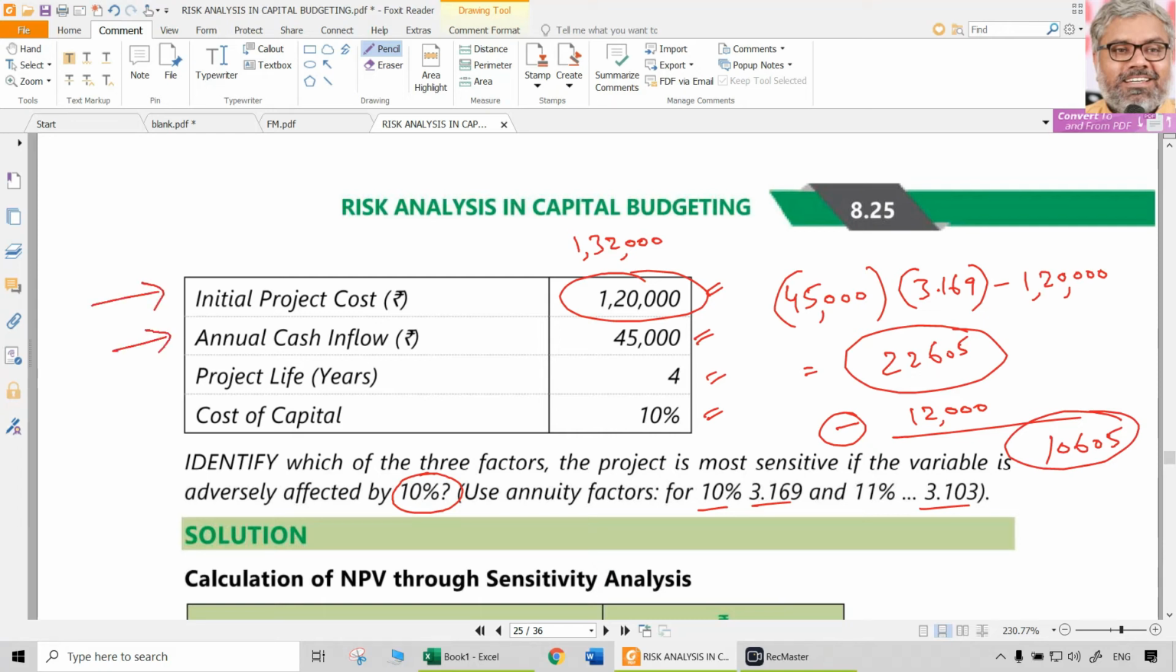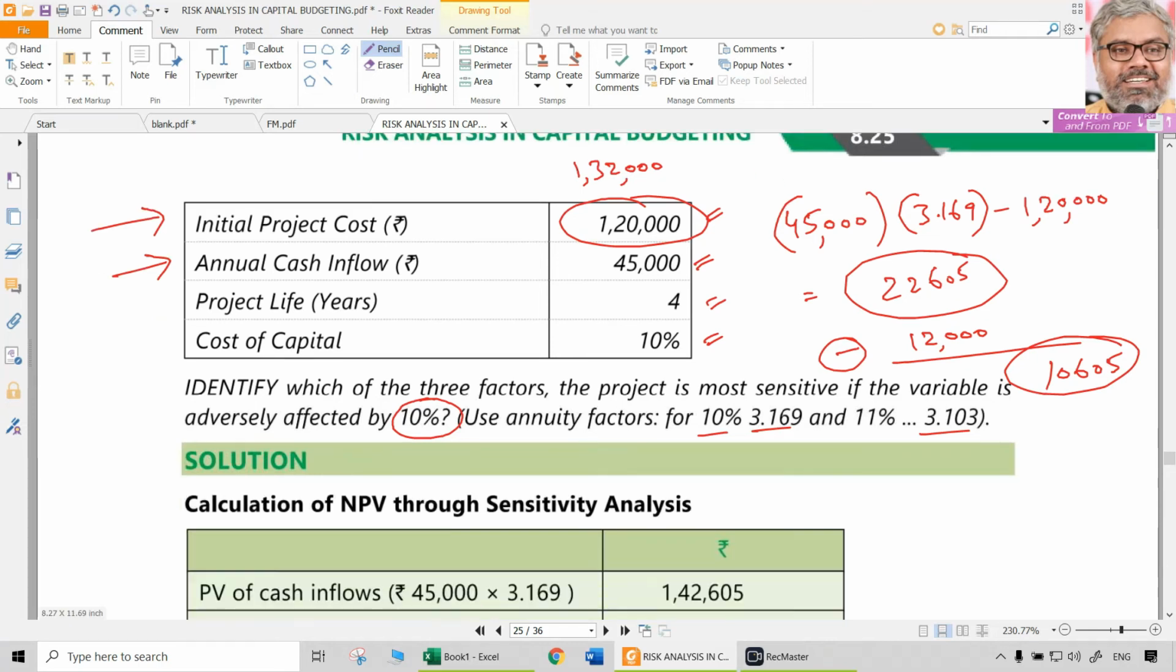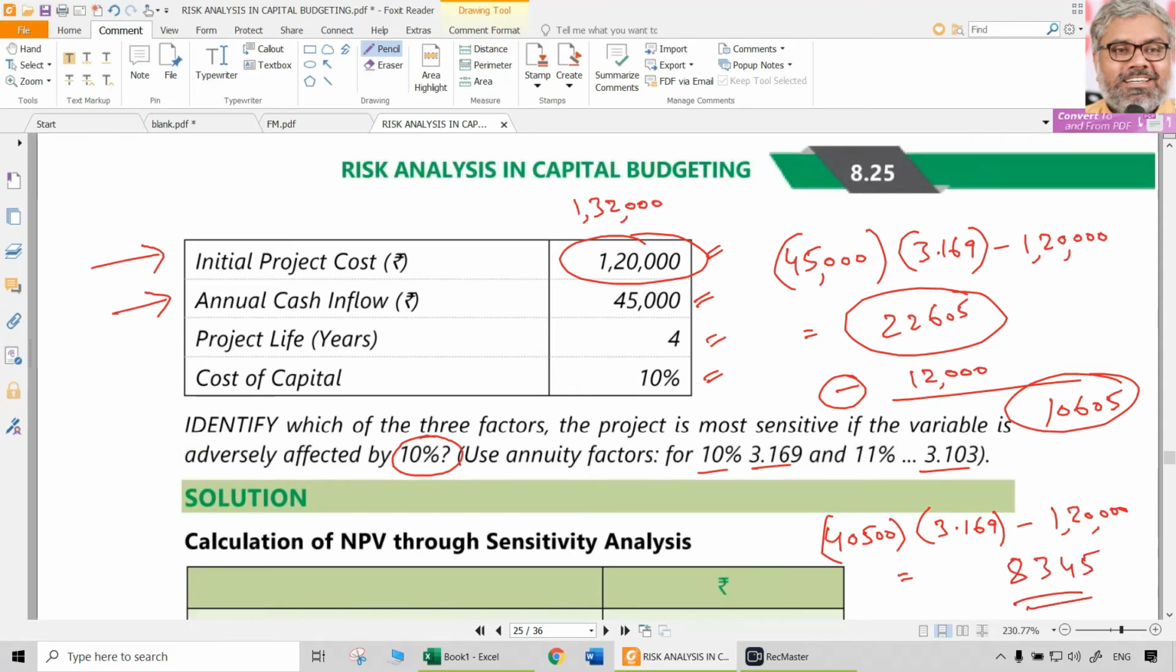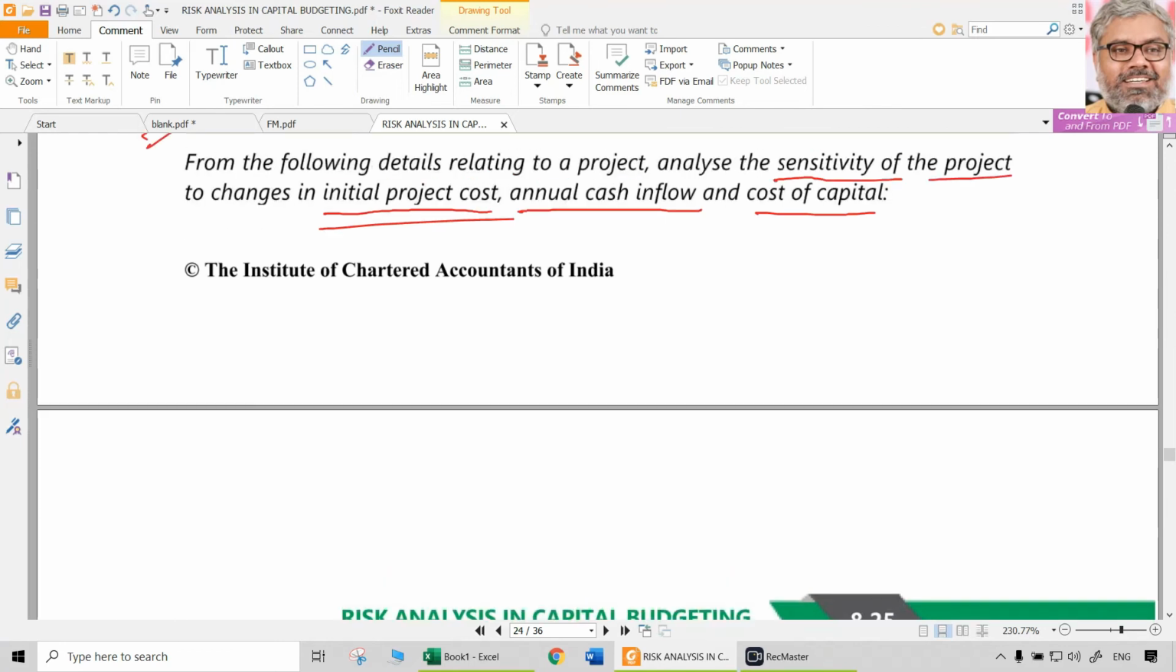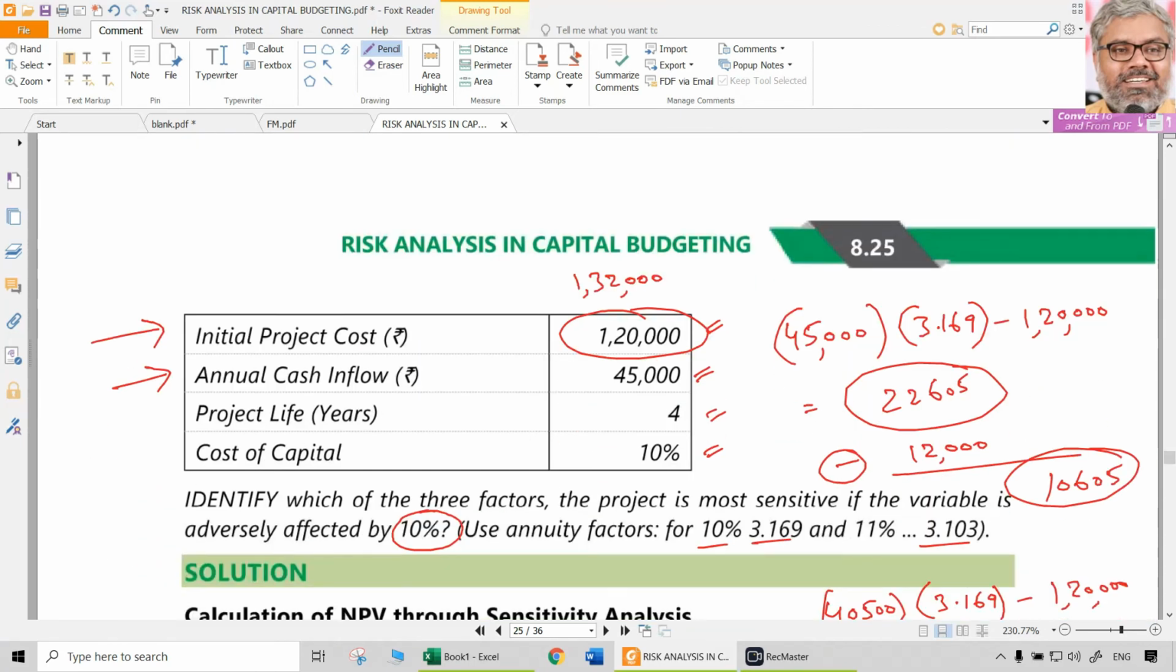That is the first thing. Second thing, annual cash inflow is normally 45,000, but if it reduces by 10%, it becomes only 40,500. So now recalculate. 40,500 is the new annual cash inflow multiplied with the same 3.169 minus the original cost. Every time only one variable at a time. 40,500 multiplied with 3.169 minus 1,20,000. So now the new NPV is only 8,345 approximately.